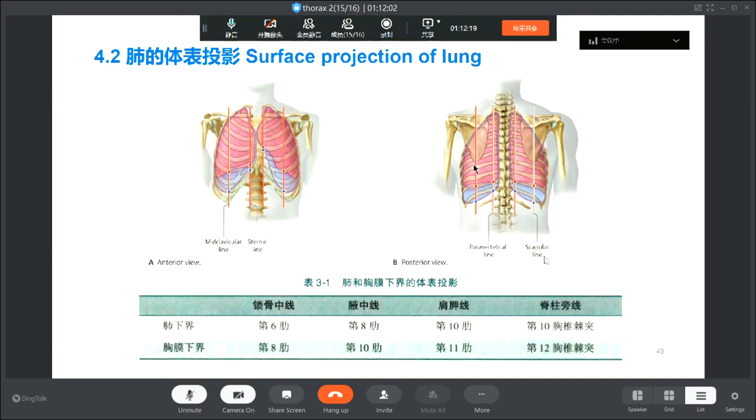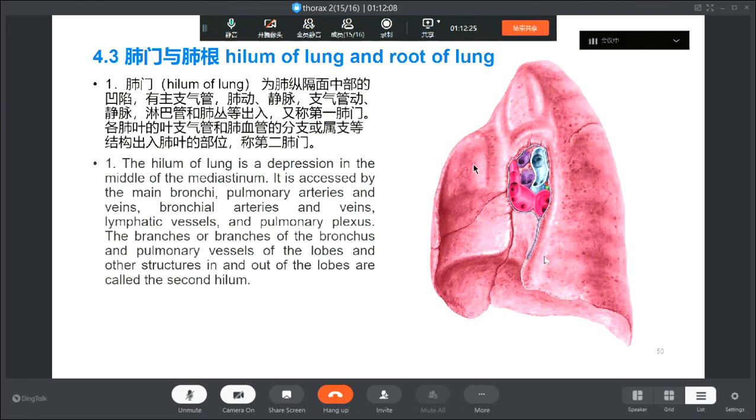So, the surface projection. In the central part of the lung, we can see a hole, and its anatomical name is the hilum. So what is the hilum? The hilum is a depression in the middle of the mediastinal surface of the lung.